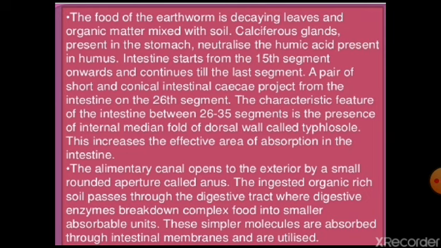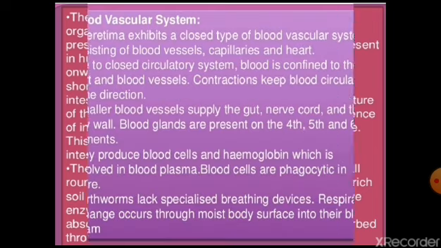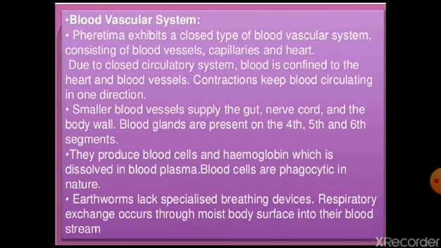The alimentary canal opens to the exterior by a small rounded aperture called anus. The ingested organic rich soil passes through the digestive tract where digestive enzymes break complex food into smaller absorbable units. These simpler molecules are absorbed through intestinal membrane and are utilized for development and growth.